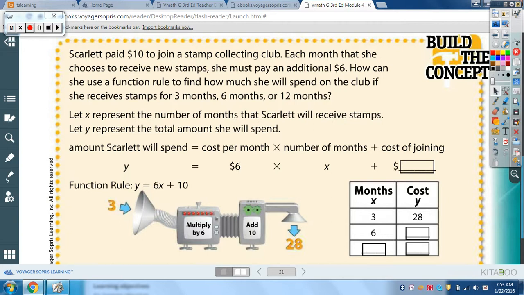Let X represent the number of months, so X is going to be our input value. It's going to be our independent variable, the number of months that Scarlett receives stamps, and Y is going to represent the total amount she will spend, or our output value, or our dependent variable. So the amount Scarlett will spend is going to equal the cost per month times the number of months, X, plus the cost for joining. And that will give us our output value, or our dependent variable.